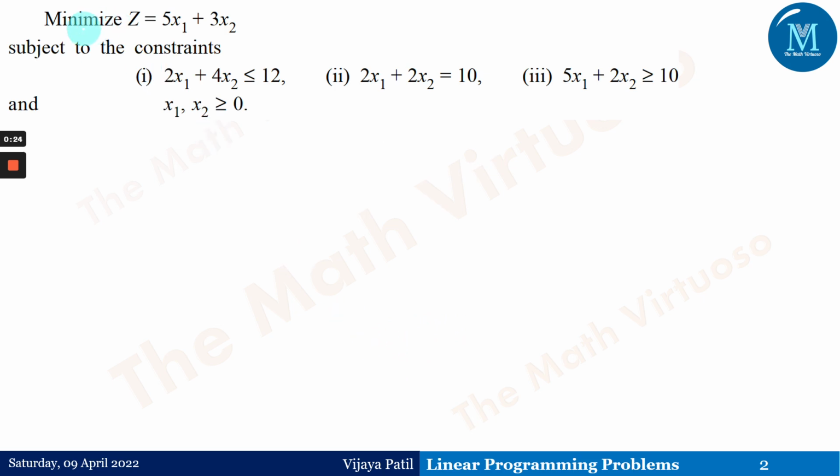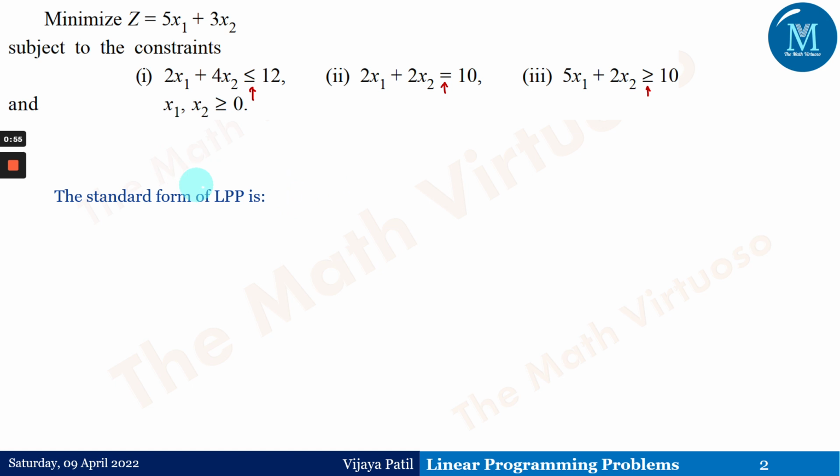Now the question is: minimize z = 5x1 + 3x2 subject to the constraints 2x1 + 4x2 ≤ 12, 2x1 + 2x2 = 10, and 5x1 + 2x2 ≥ 10. In this particular question I have purposely taken a combination of a less than or equals to constraint, an equality constraint and a greater than or equals to constraint, so that I can explain everything about the big M method in one question itself.